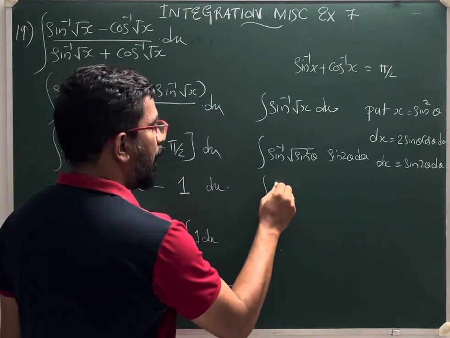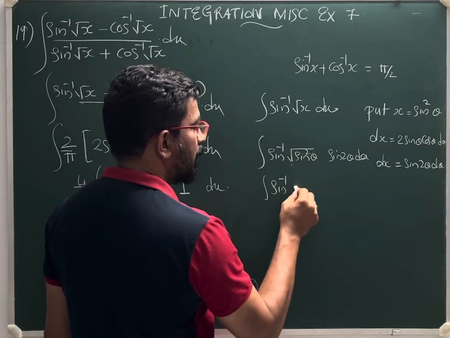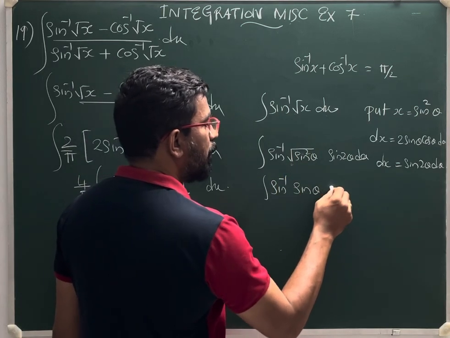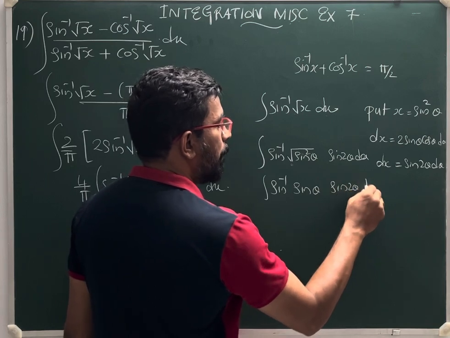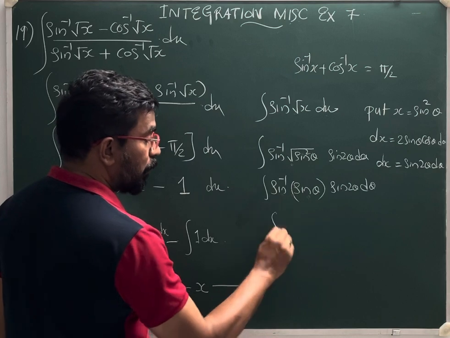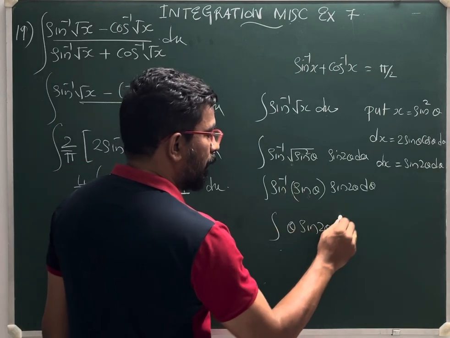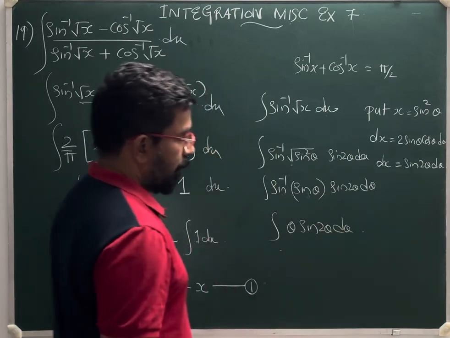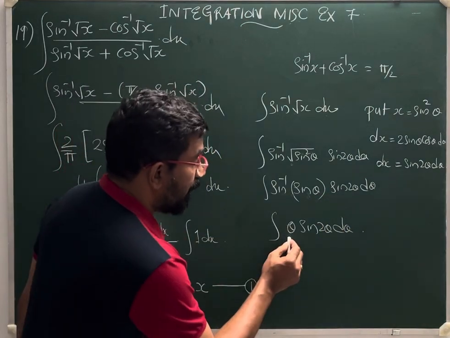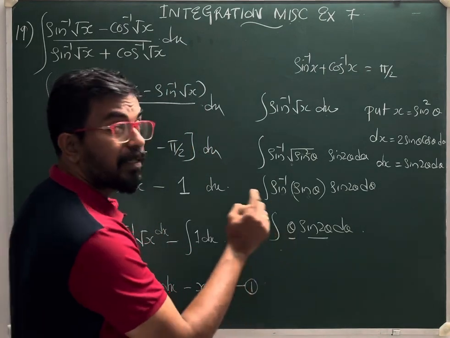Now sin inverse and square root cancel, so it will be sin inverse sin theta, and this is the angle, so it will become theta. So we get the integral of theta sin 2 theta d theta. Now we have two functions. Theta is an algebraic function, and this is a trigonometric function. So by parts I will do.